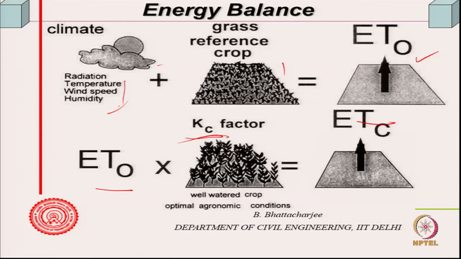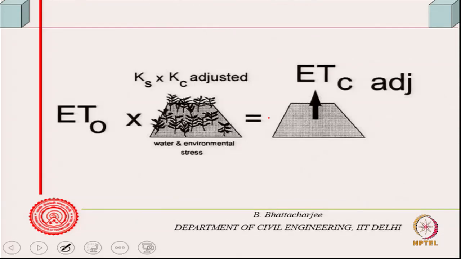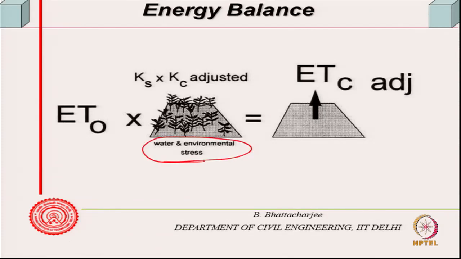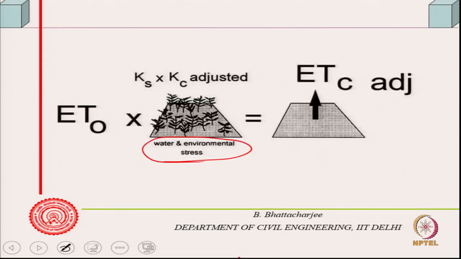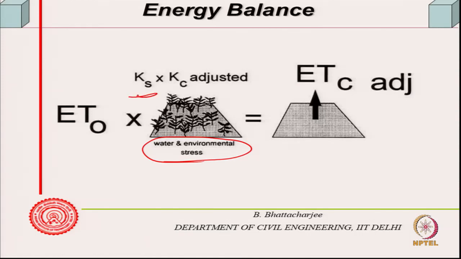So, ET0 multiplied by a factor for a well watered other crop, not the grass, then you get ETC. So, that is the standard one, in fact, for a given type of crop. And then if water and environmental stress is there, that means water is not optimal or the right kind of well watered optimal agronomic condition. If it is not that, then you multiply by another factor. So, this is ETC adjusted, that is how it is done.